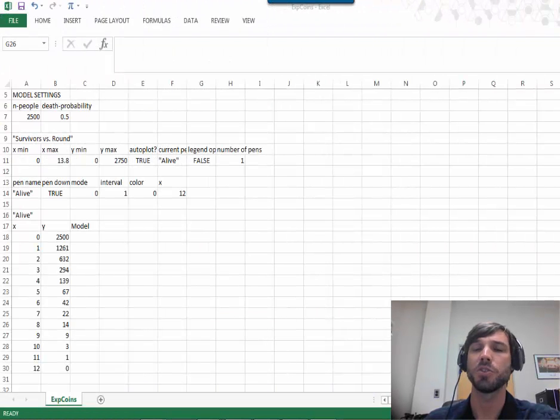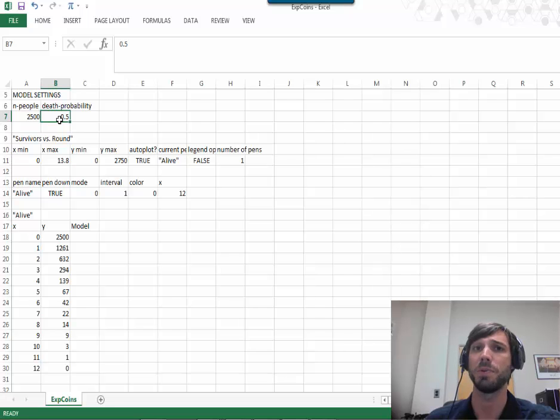Although the exponential coins program gives us a good intuitive explanation for how the radioactive decay process is simulated in NetLogo, it doesn't really provide us with a mathematical reason for why we would expect to see an exponential curve emerge. So to do that, I've taken an output from the exponential coins program and exported it into an Excel document. And this was an output in a situation where the death probability was 0.5.